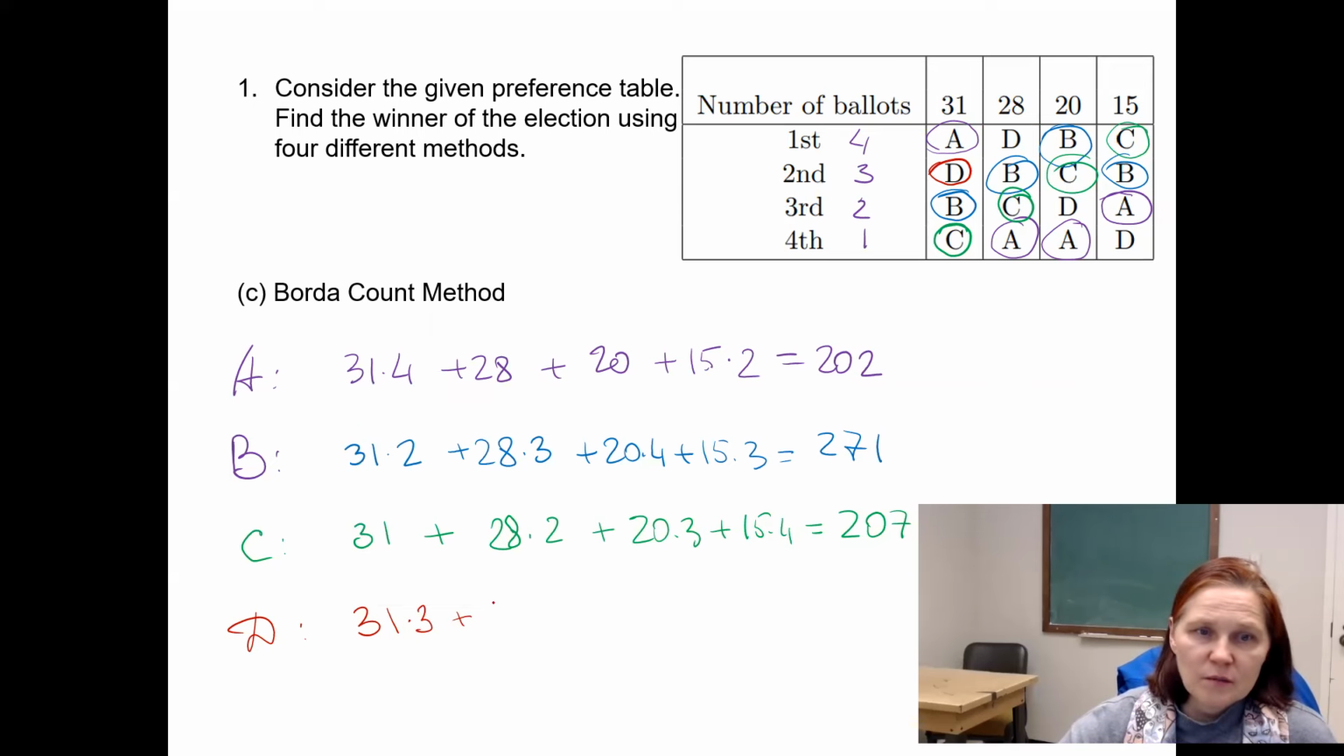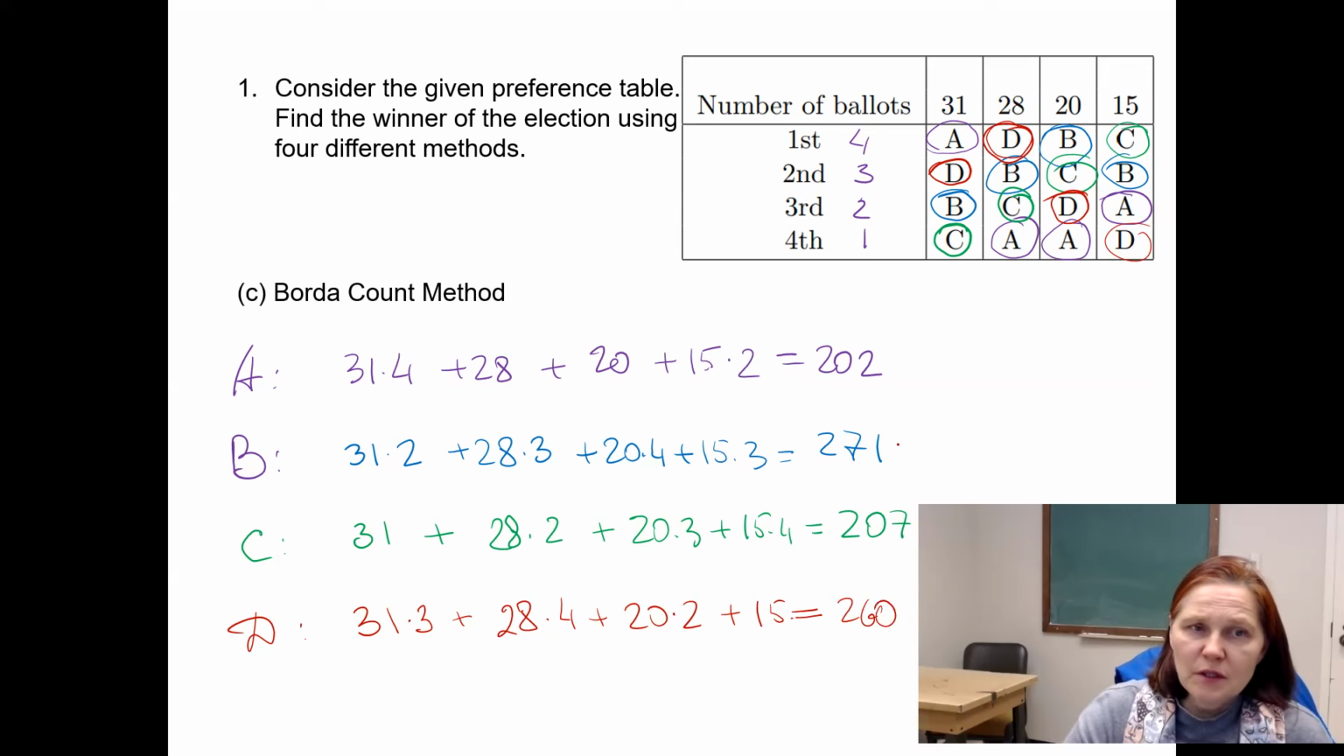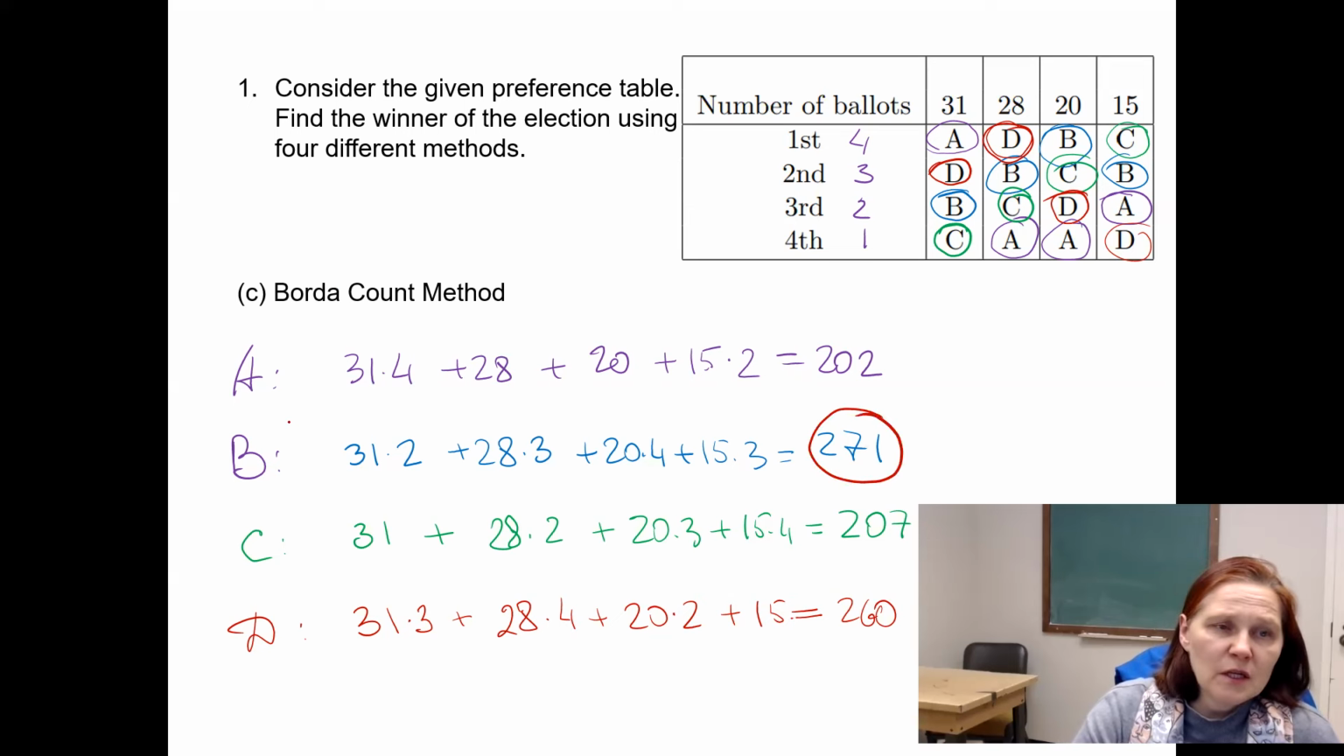On the first 31 ballots, D has the second place and 3 points for every one, plus 28 times 4, since on these 28 ballots, D has first place, plus 20 times 2 for third place, and plus 15 times 1 for 15 last places, fourth places. 260 points. So the greatest number of points is 271. So B is the winner by Borda count method.